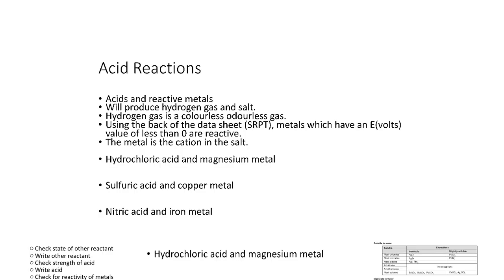Now we're on to the last type of reaction we're going to need to learn. Acids and reactive metals will produce hydrogen gas and a salt. Hydrogen gas is a colorless, odorless gas, so remember it's a salt, and the hydrogen gas is produced as the other product. We're going to use the back of the data sheet to find the standard reduction potential table. Metals which have an E volts value less than 0 are reactive. That's what we mean by a reactive metal. And the metal is the cation in the salt. So the metal itself is the positive part of that other substance.